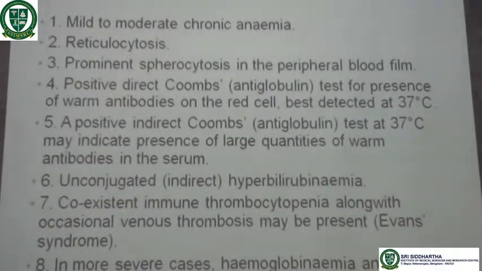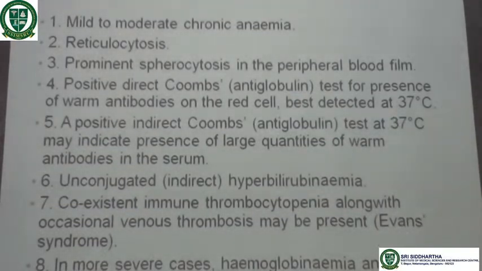What else do you see in lab findings? The patient will have mild to moderate chronic anemia, reticulocytosis. All hemolytic anemias will have reticulocytosis, and prominent spherocytosis in the peripheral blood because the RBCs are getting sequestrated by the spleen macrophages. We have something known as Coombs test.